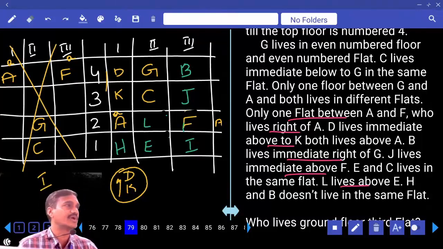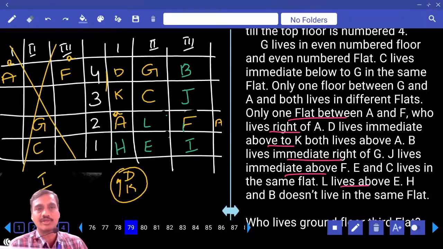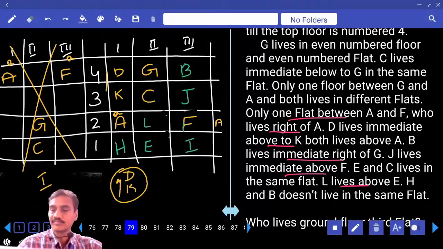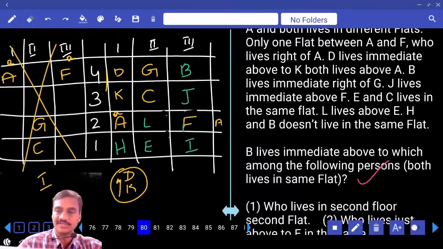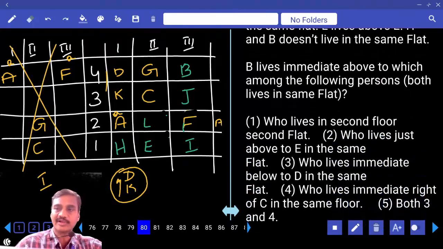Now this is the final arrangement, and definitely 3 floors, 2 flats, or 4 floors, 2 flats will be given. Then coming to 79, who lives on the ground floor, third flat? Ground floor, first floor, third flat, who is that person? I, that is the choice for question number 79.